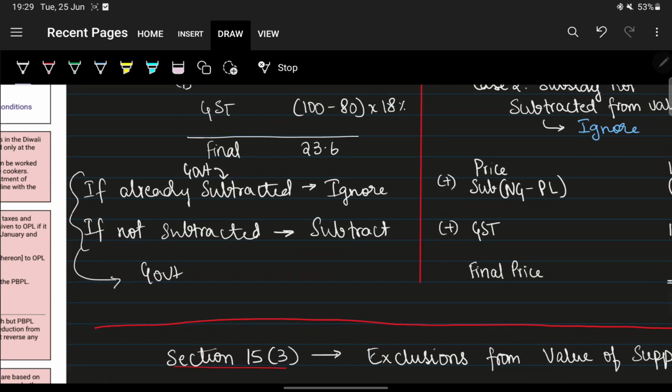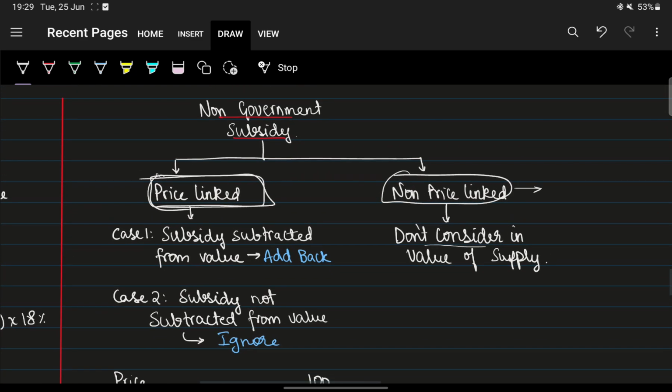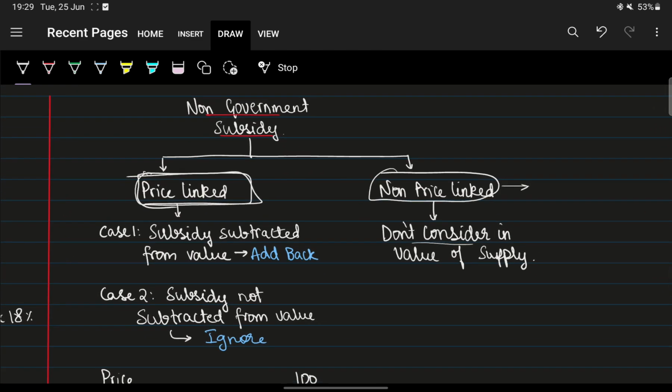If it is already subtracted, we ignore it, because it is supposed to be subtracted; we let it be subtracted. But in the case of a non-government subsidy, if it is already subtracted, it is wrong, right? So we should add that subsidy amount back. Next, if the subsidy is not subtracted from the value, which is correct, because non-government subsidy should not have been subtracted, and they have also not subtracted it, so ignore. No need to make any changes.